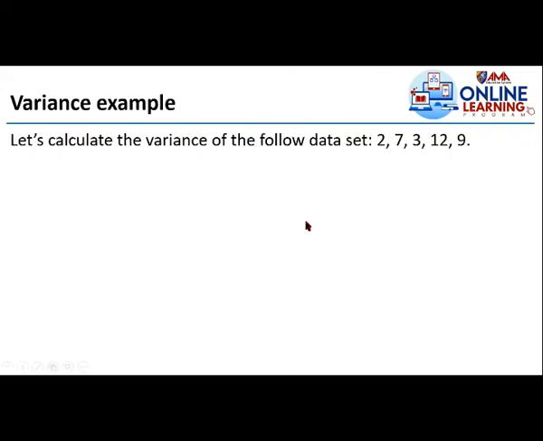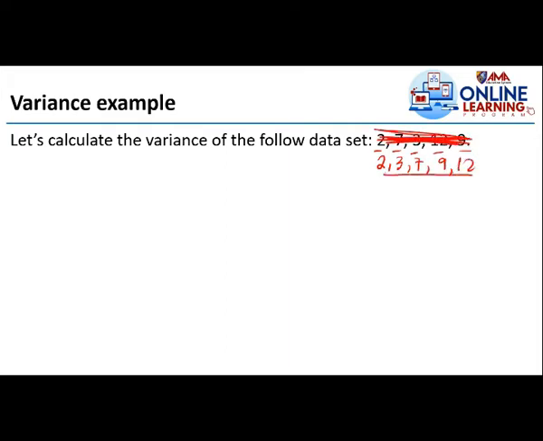Let's have an example how to get the variance. So, calculate the variance of the following data set: 2, 7, 3, 12, and 19. So, arrange muna natin to from lowest to highest. 2, 3, 7, 9, and 12. So, disregard na natin to.